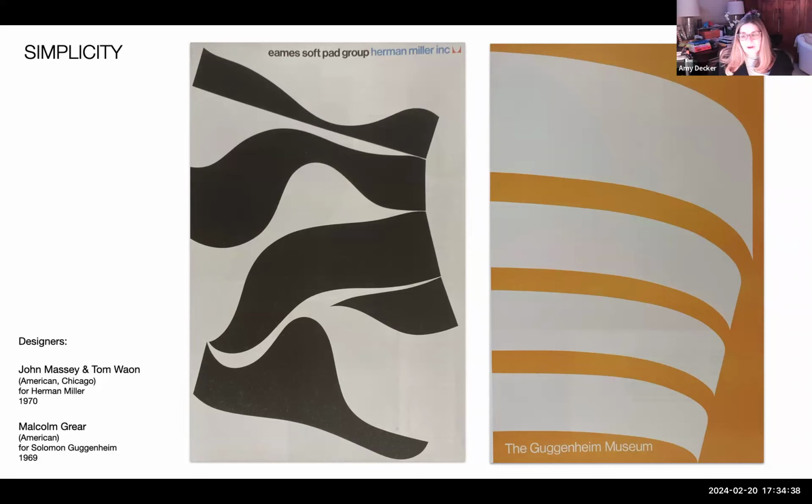And then on the right, Malcolm Greer, a leading designer and educator at RISD, the Rhode Island School of Design, designed this poster for the Guggenheim Museum. Its one color was designed to be overprinted with information for different events. So they designed this poster, which is based on the architecture of the Guggenheim Museum in New York. And its very simple design allows it to have things printed on top of it, highlighting special events and things that would be coming up.